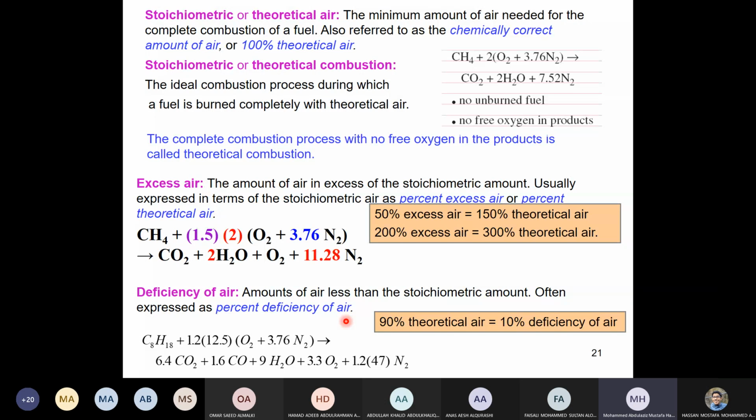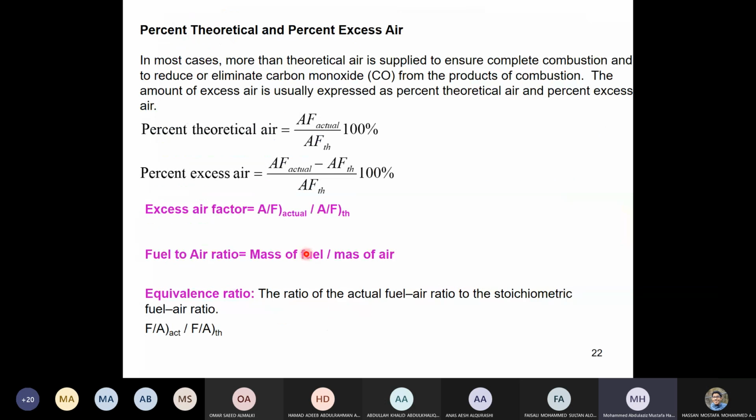Okay. So we define the air to fuel ratio on a mass basis, and the percent theoretical air is the actual air to fuel ratio over the theoretical air to fuel ratio. Percent excess air will be the actual air minus the theoretical air over the theoretical air. We also call it excess air factor, which is the actual air to fuel ratio over the theoretical air to fuel ratio.